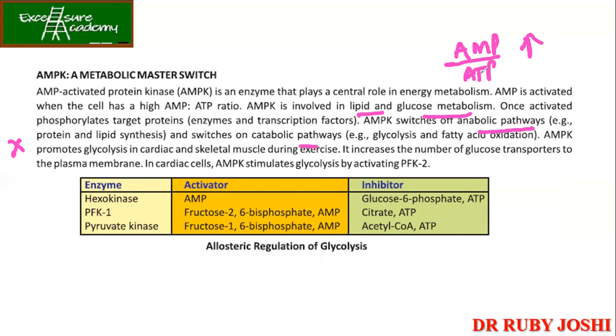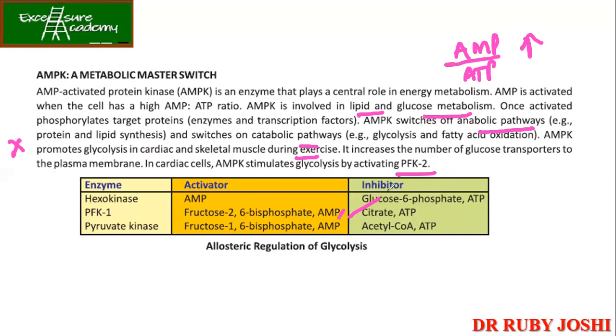Because AMP is high. Yes, very good. So AMP high है, इसलिए इसका मतलब we need more of ATP, and that's why it is going to switch on the catabolic pathways like glycolysis and fatty acid oxidation, जिससे हमें ATP मिलेगा. Good. Now AMPK promotes glycolysis in cardiac and skeletal muscle during exercises. It increases the number of glucose transporters to the plasma membrane, and hence we need more glycolysis. यानी कि it is going to stimulate more glycolysis by activating PFK. Yeah, so we have got the enzyme, hexokinase, PFK1, pyruvate kinase, activator and inhibitor का table भी दिया हुआ है.